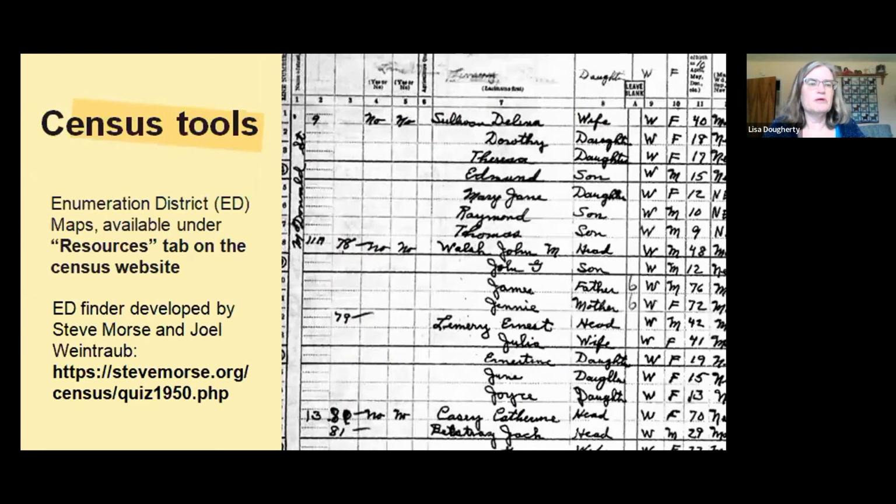So under the resources tab, you can find ED maps. Now, ED maps are going to be very useful because they show you the area an ED covers. So if you are looking in a particular neighborhood, for example, you might know the address. You can look on the ED map to see if a particular ED would contain the address you're interested in. And that's going to be under the resources tab on the census website.